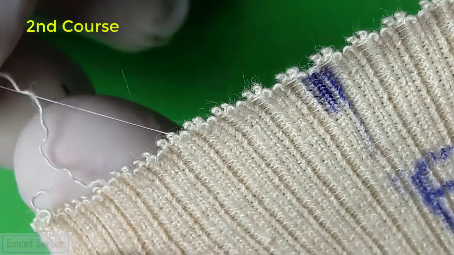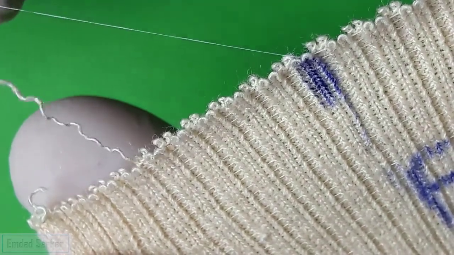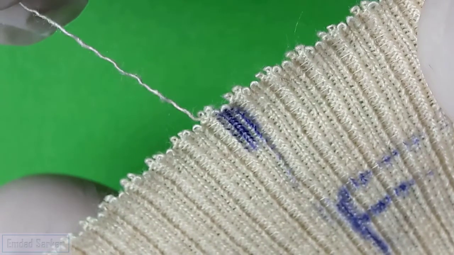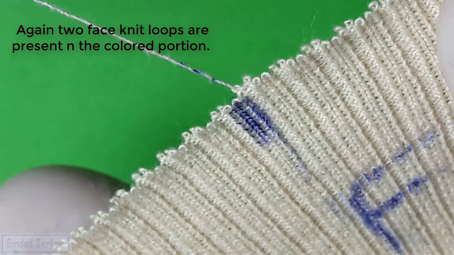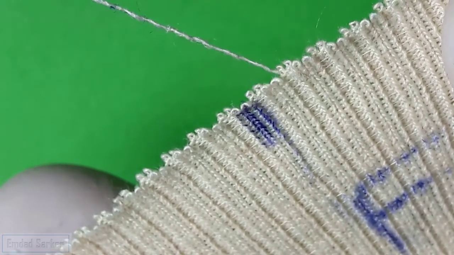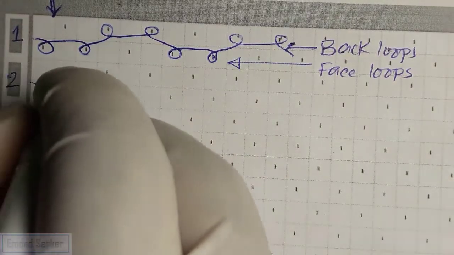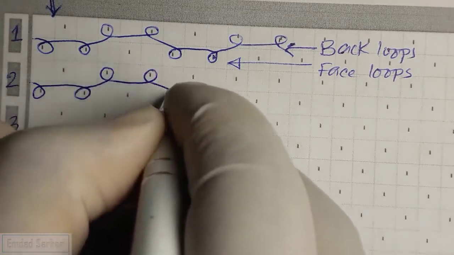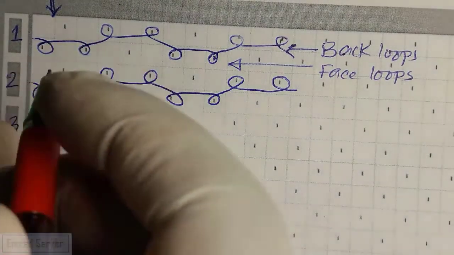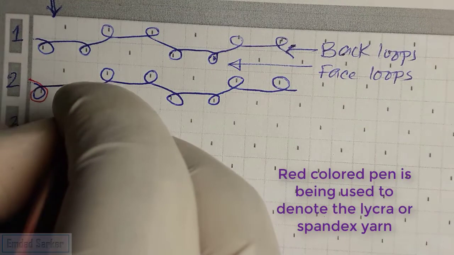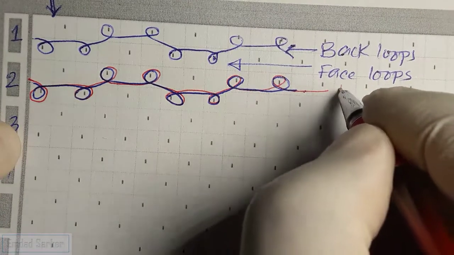In the case of the second course, one lycra yarn and one cotton yarn are coming out. Lycra yarn is more elastic. In the colored portion, again two face loops and then two back loops, again two face loops and two back loops. So in the case of the second course, two face loops, two back loops, two face loops, again two back loops. And for lycra yarn I am using red color. So this is lycra.